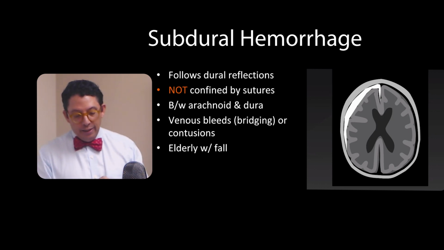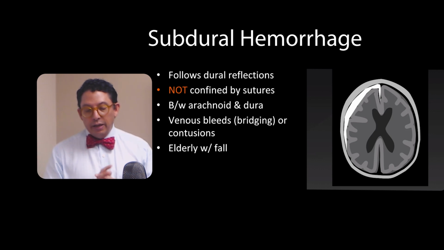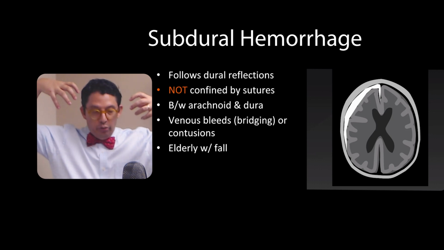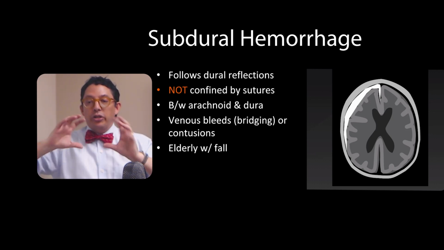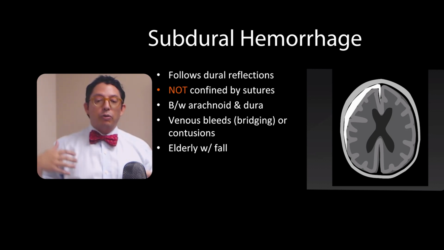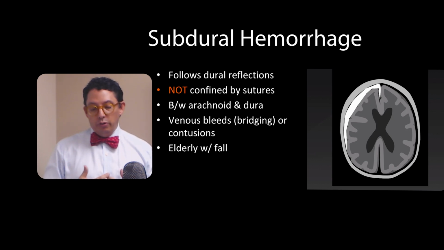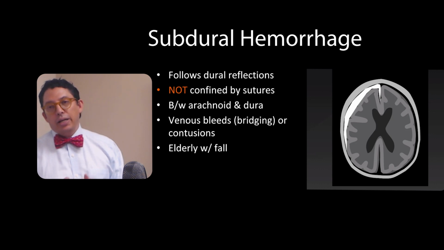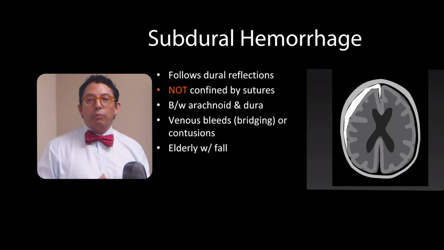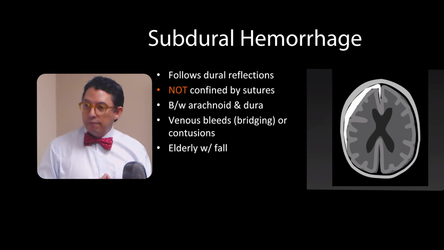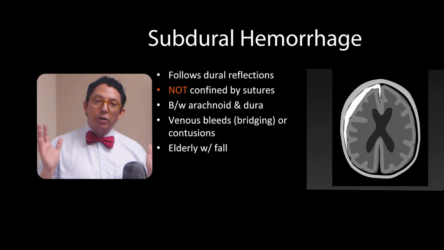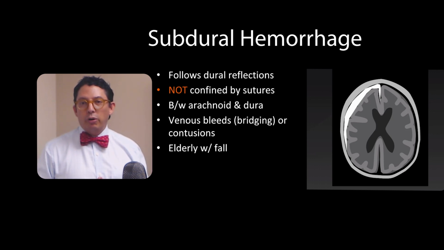Another thing is that venous bleeds typically happen in this region because of the bridging veins. When the head shakes and the brain shakes, these bridging veins in the subdural space can rupture and give you subdural hematomas. That's why the typical scenario for a subdural bleed is an elderly person who fell. They have more subdural space because of volume loss, and the bridging veins tend to get torn, and that's why you get these acute subdural bleeds.